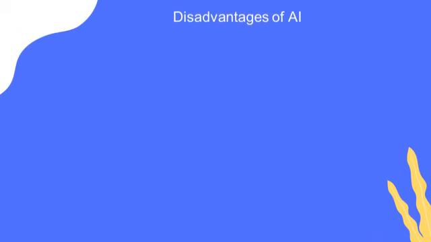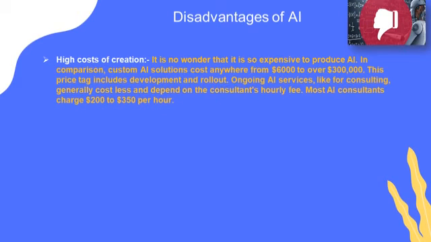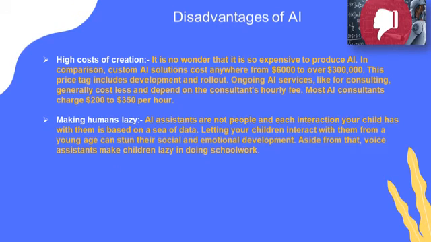Now let's see about the disadvantages of AI. One of the disadvantages of AI is its high cost of creation. It is no wonder that it is so expensive to produce AI. In comparison, custom AI solutions cost anywhere from $6,000 to over $300 lakh. This price tag includes development and rollout. Ongoing AI services like consulting generally cost less and depend on the consultant's hourly fee. Most AI consultants charge from $200 to $350 per hour.